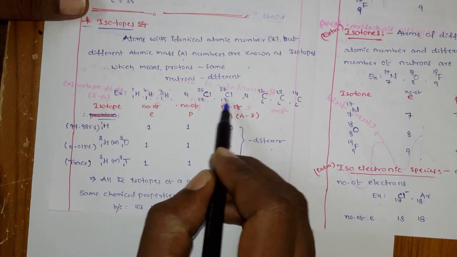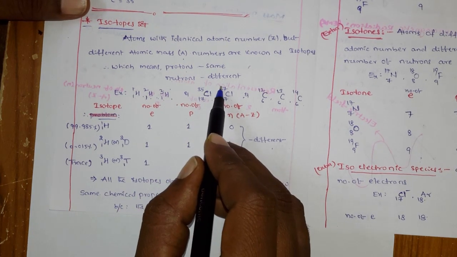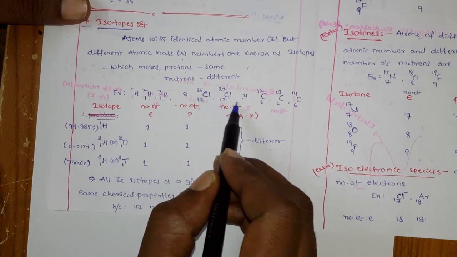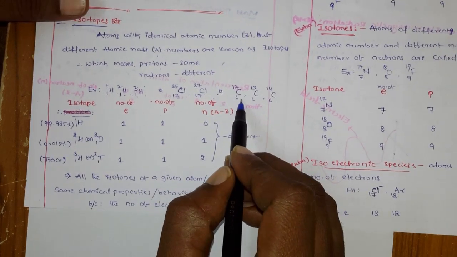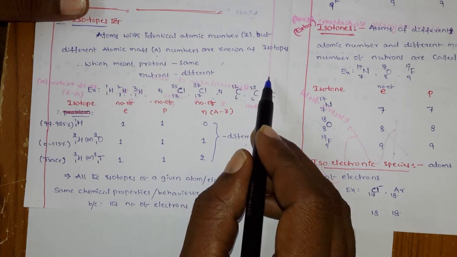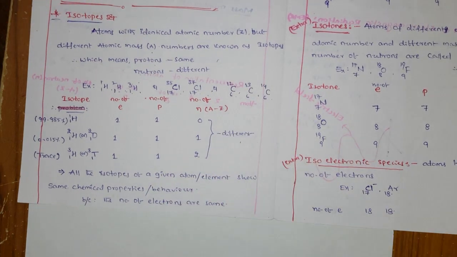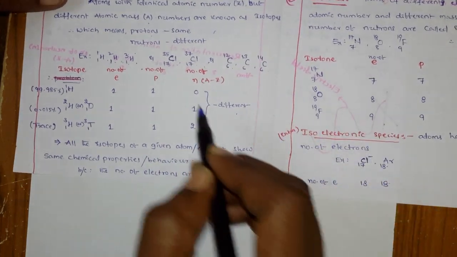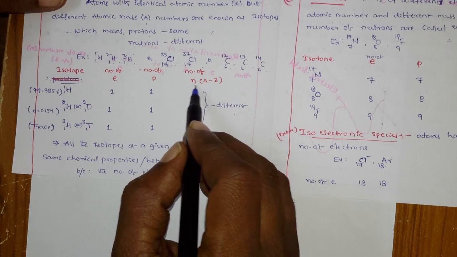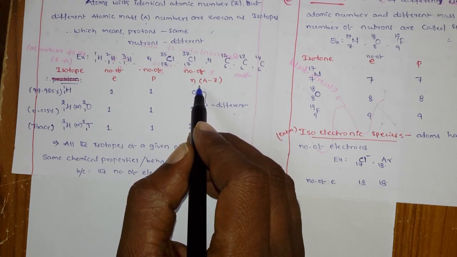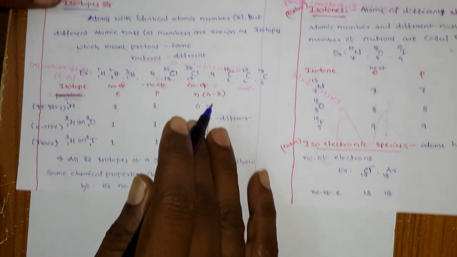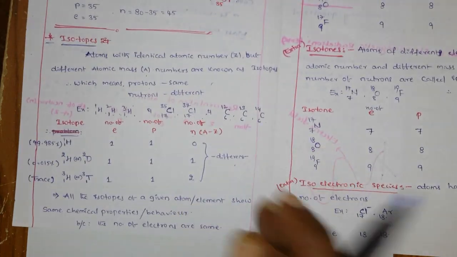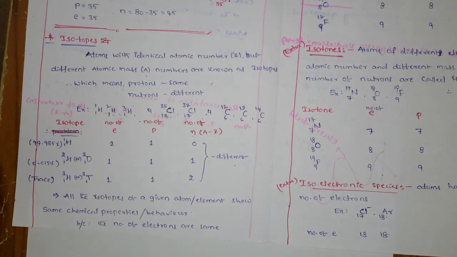Now come to chlorine. Look here, 17-35 and 17-37. These 2 are the isotopes of chlorine. Next, carbon has 3 isotopes: 6-12, 6-13, 6-14. The difference is in the neutrons, but you don't require all these details. What you should remember is that atoms with identical atomic number but different mass number, you can call isotopes.